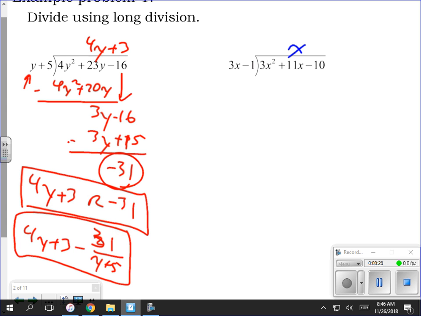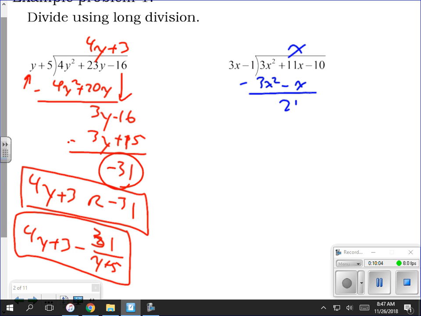And now I multiply. X times 3x, 3x squared, x times minus 1, minus x. That's where the minus 1 comes in. It's there. It's not part of the decision making. It's just along for the ride. And then I subtract. 3x squared minus 3x squared. X squareds go away. 11x minus negative x. What's 11 minus negative 1? 12.